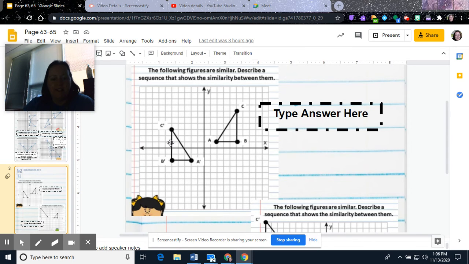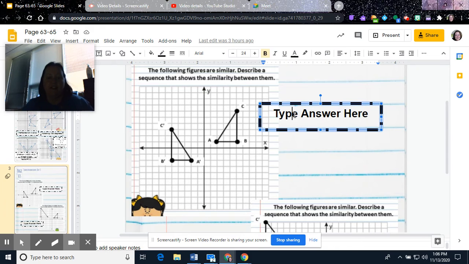So the first thing that I see that needs to happen to change this over here is I can tell that they took it and they flipped it over. And so if you're going to do a flip, then that's a reflection. So when I see this, I'm going to shrink this so it doesn't take up the whole thing. So the first thing I think they did is there we go.